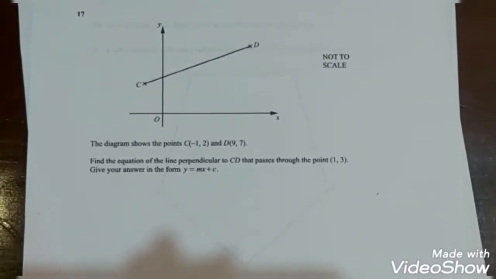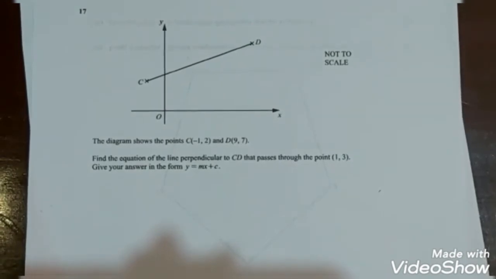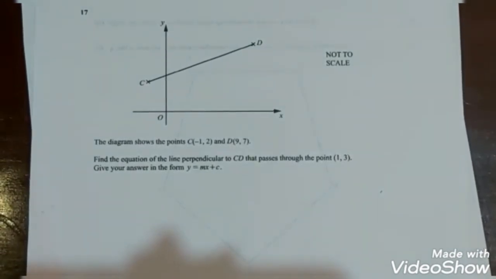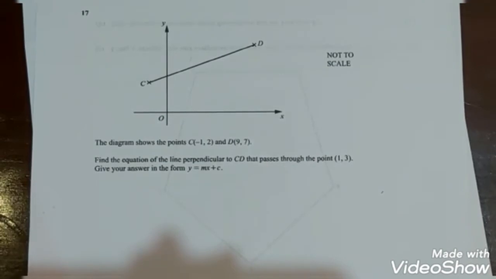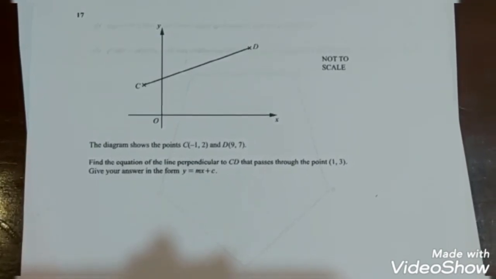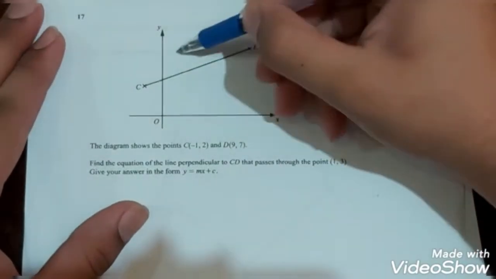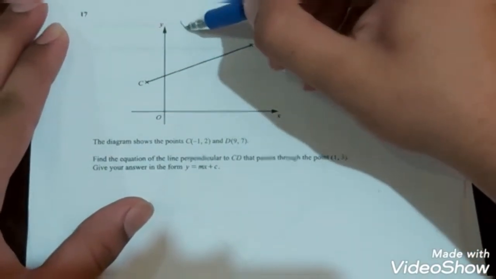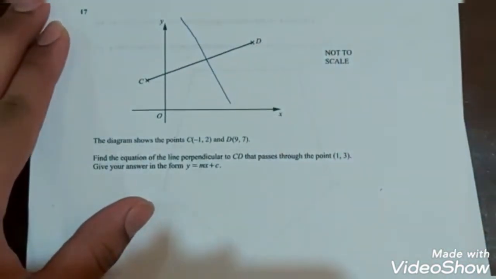Okay, so we are now at question 17. The question is, the diagram shows the point C minus 1, 2 and D 9, 7. Find the equation of the line perpendicular to CD that passes through the point 1, 3. Give your answer in the form y equals mx plus c. So what we're trying to find here is the line that goes perpendicular to this line. This is approximately here. Let's just give an estimate.